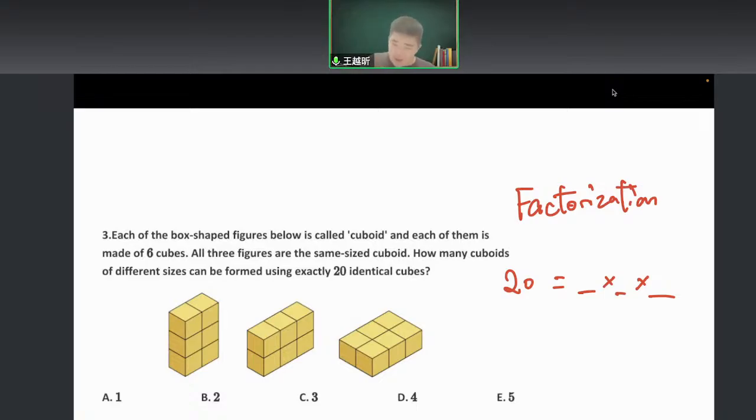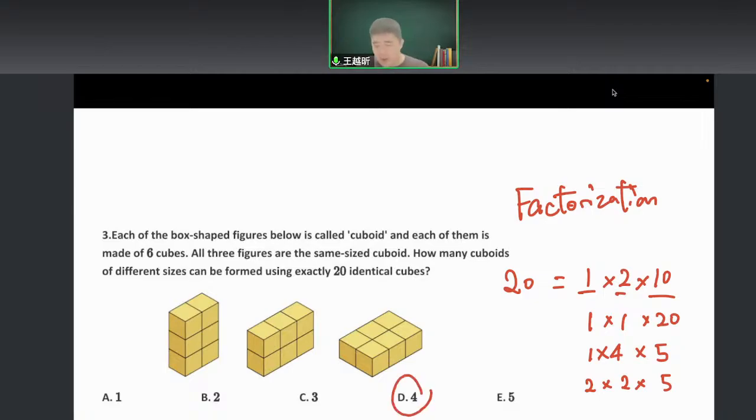Alright, so basically we do factorize. Yes, I see Chloe gave me one answer, so that's 1 times 2 times 10. We also have 1 times 20, 1 times 4 times 5, and also 2 times 5. So that is in total 4. All you need to do is a simple factorization. Okay, so I move on.